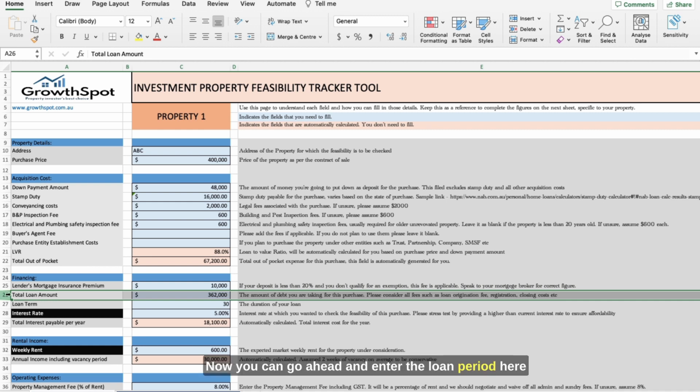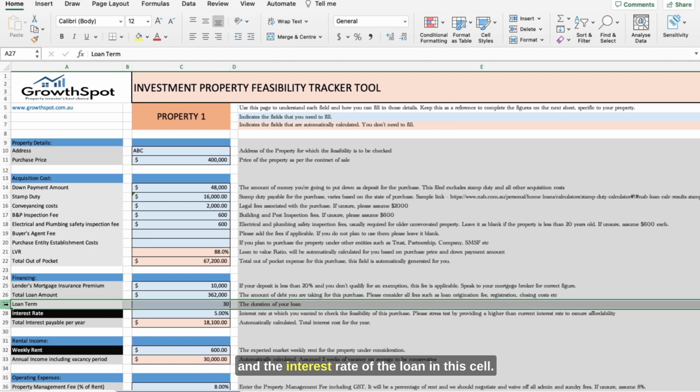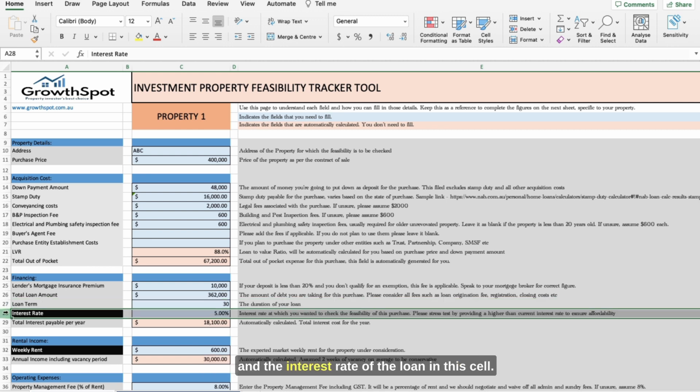Now, you can go ahead and enter the loan period here and the interest rate of the loan in this cell. Please note that for all calculations in this workbook, we consider only the interest portion of the loan and not the principal, as the interest component is the actual cost of doing business. By paying principal, you are in fact slowly building equity. But all the feasibility checks we undertake are based on market growth driving the equity uplift and not by loan pay down.